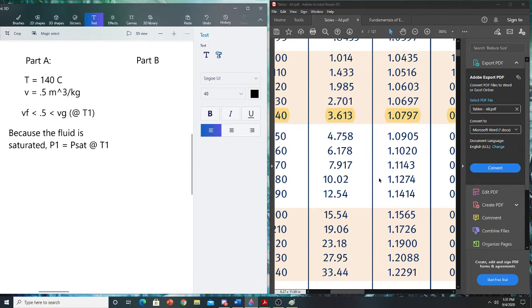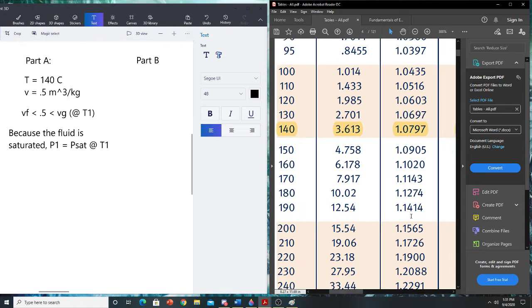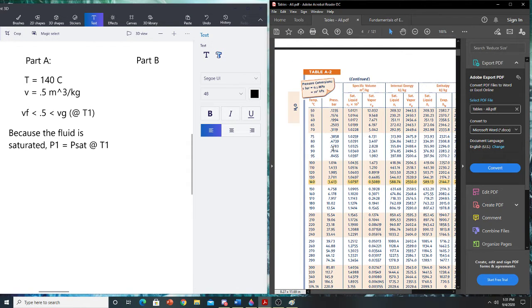So to say that in English, because the fluid is inside of here, we have proved it because our value is less than Vg, and it's also greater than Vf. P1 is equal to the saturation pressure at temperature 1. Okay, hopefully that made sense.